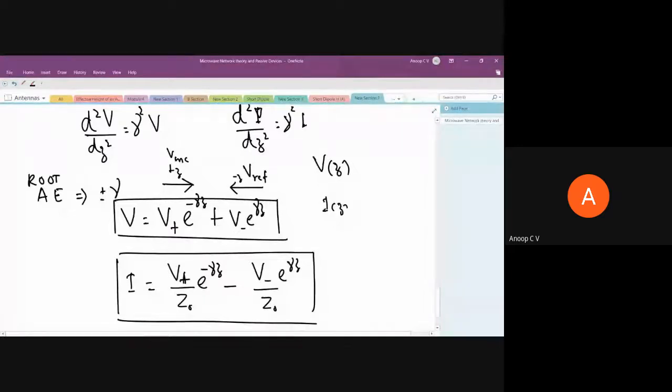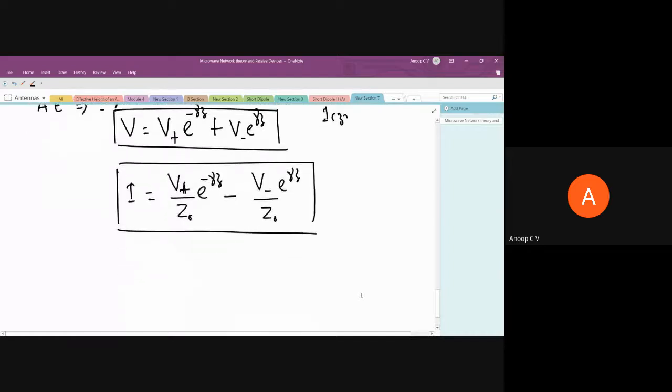If you take a snapshot at any given time, voltage at a distance z will be given by this. Maybe at time t equal to 0, whatever. So these are the voltage and current equations. I am calling it equation number 1, and this is equation number 2. Now I have to do a slight rearrangement. Why? Because from here I should take you to the S parameter equivalence. For that I am going to do a slight rearrangement.